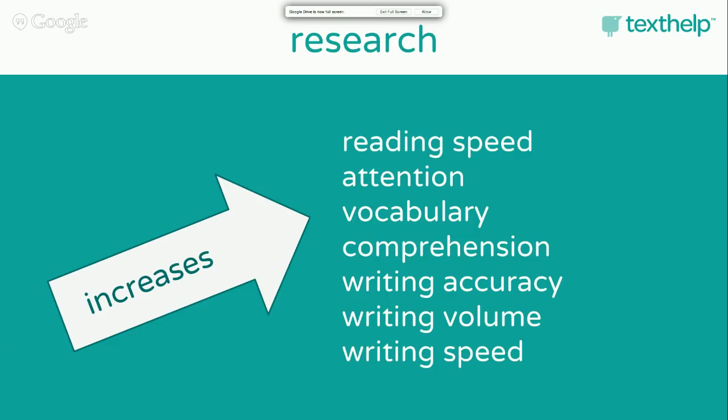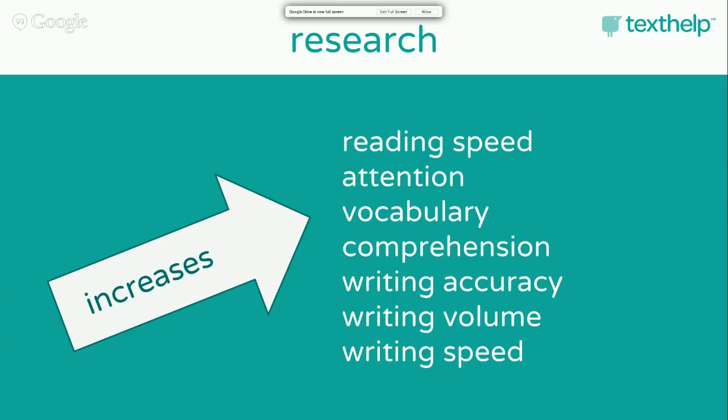I won't go into any great depth in this webinar, but there is research, and it's an emerging research. It's emerging peer review research that tells us that when we use lots of these tools, lots of these accommodations and literacy, we get increases in reading speed, in attention, in vocab, in comprehension, and in writing. And in the handout you'll have, I'll have links to various research articles that will lead you down the path if you want to investigate that a bit further.